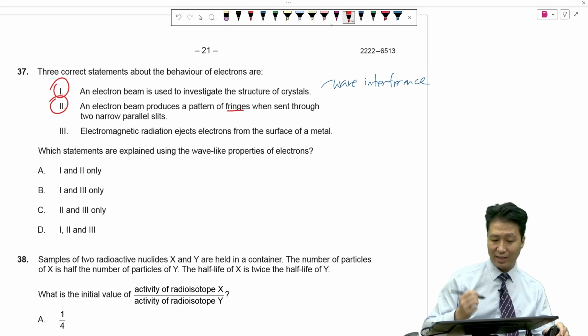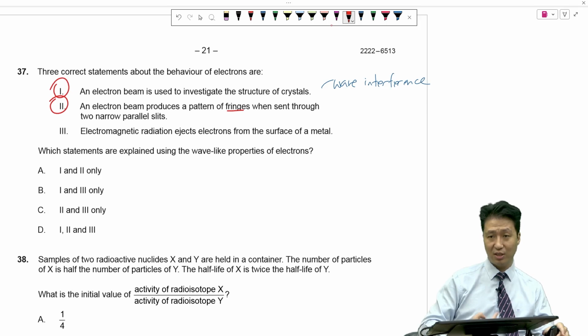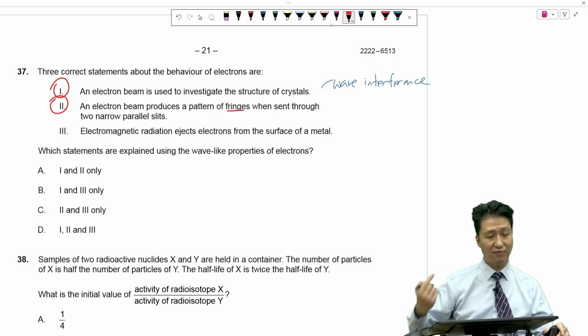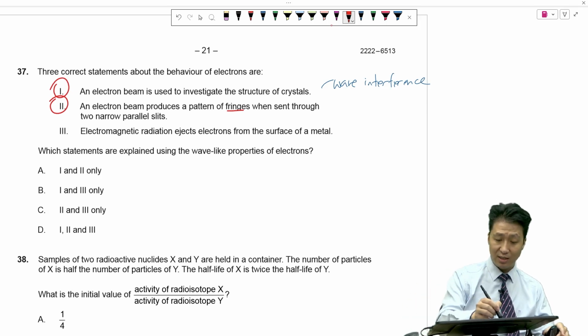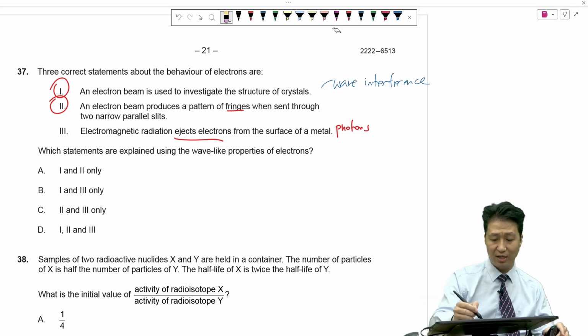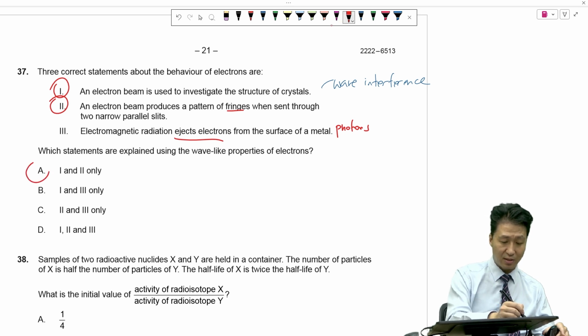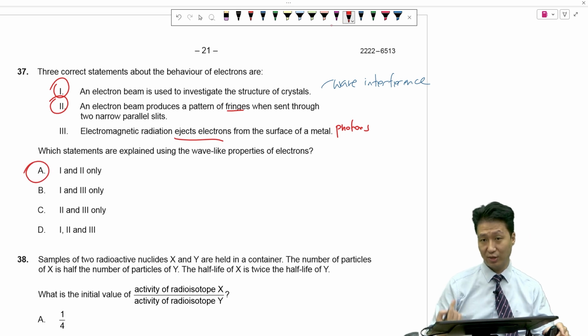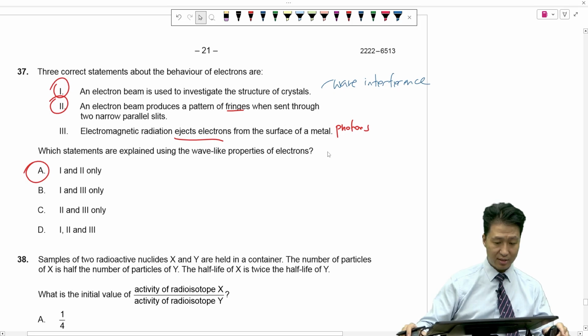And 3. Electromagnetic radiation ejects electrons from the surface of the metal. If you recall, electromagnetic radiation is light, which has wave properties because it interferes, but the reason the electrons are ejected is because of photons. And photons are a particle behavior, which is not a wave behavior. So only 1 and 2 are wave-like behaviors, even though number 3 is correct. It's not about waves, it's about particles. Number 38.